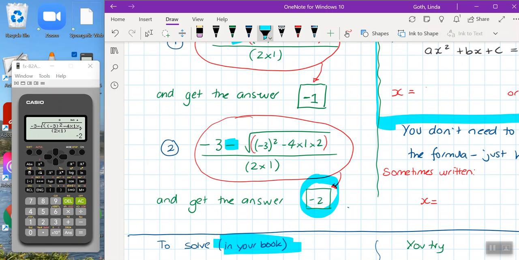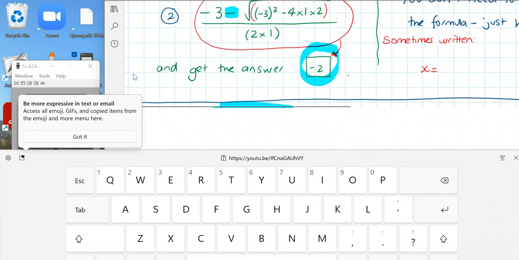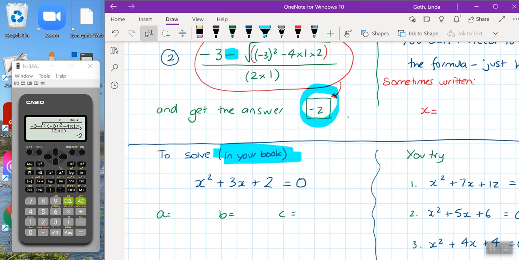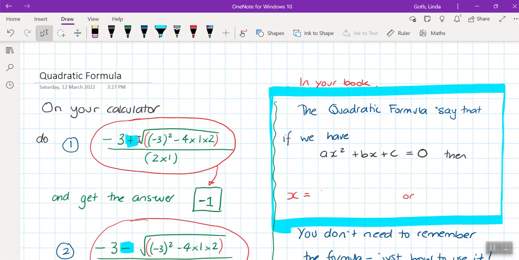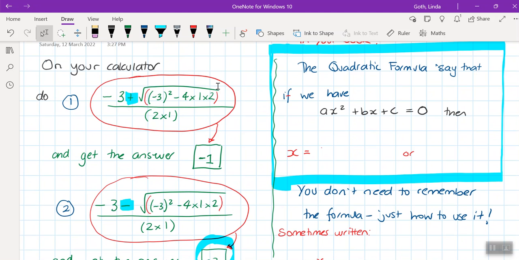All right, so I'm going to close my calculator now, and I'm going to just look at my OneNote page. Yes. All right, so we've done that on our calculator. Now don't get confused by the next bit. It will all make sense in a minute.